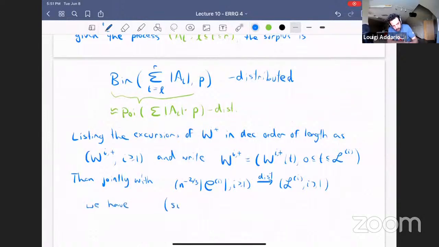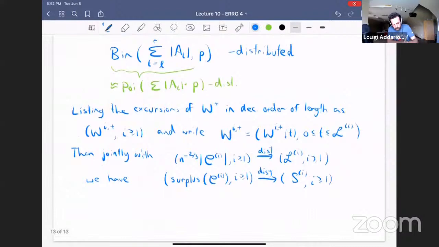if we also want to study the surpluses of those components, I wrote S sometimes and surplus sometimes, but I'll write just surplus right now. The vector of surpluses of those components converges in distribution to some limiting surpluses, Si, i at least one.